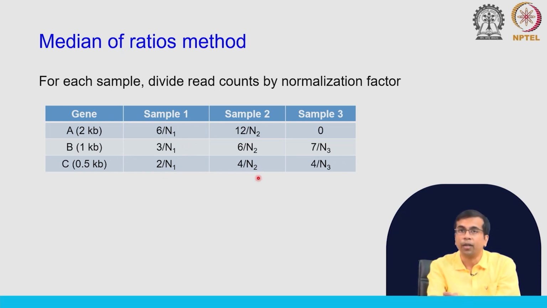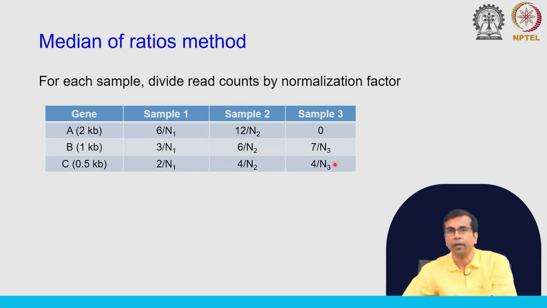For sample 2, the normalization factor is N2. So, we are dividing by this N2 number here. For sample 3, the normalization factor is N3. So, we are dividing by N3. Once we have done this, we get the normalized count data.